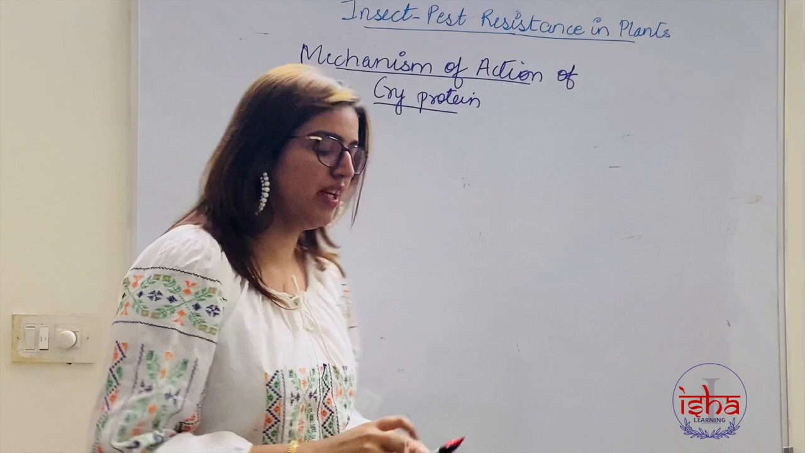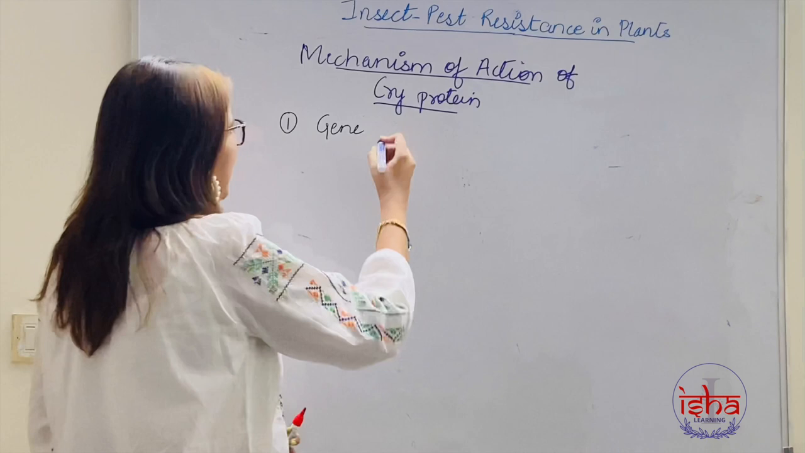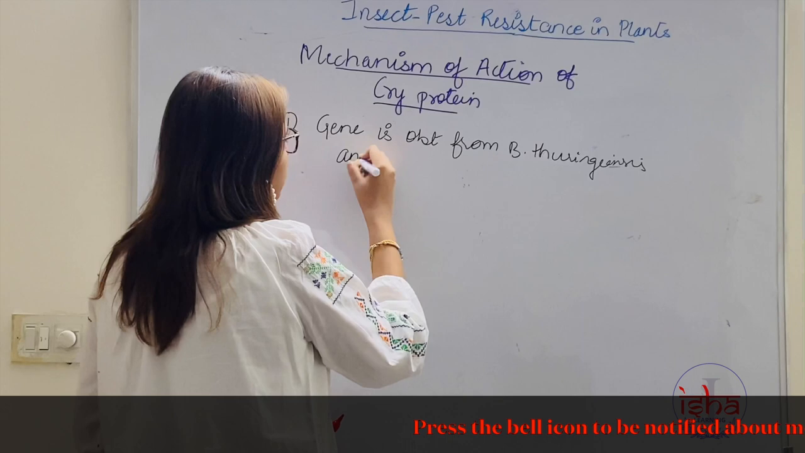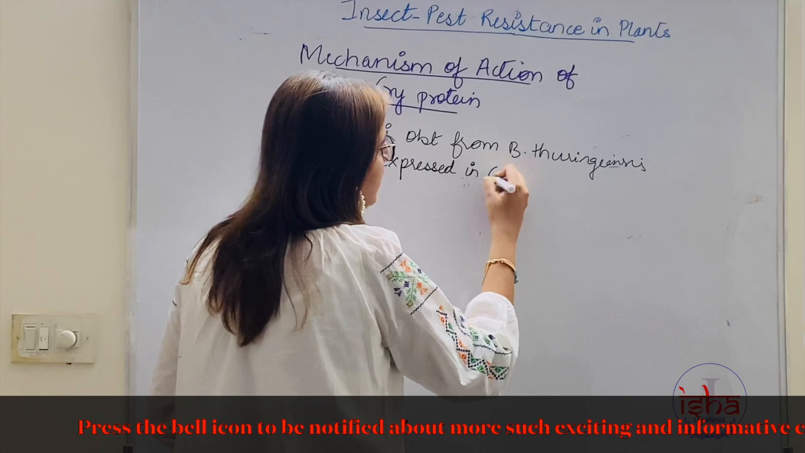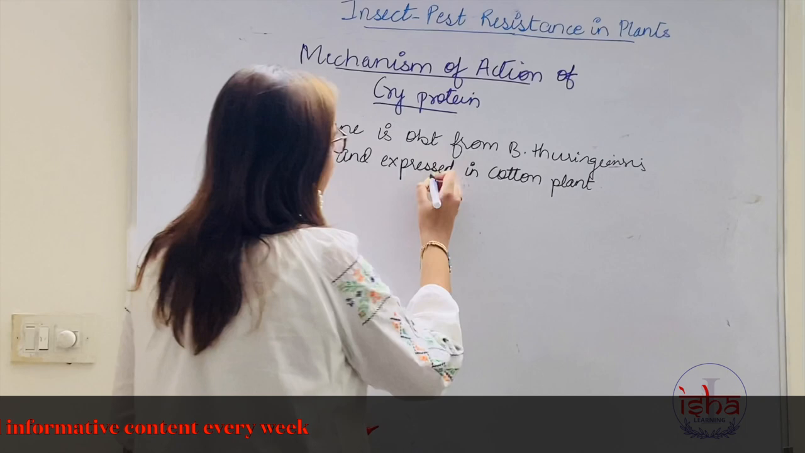So what happens in the first step is that we obtain the cry gene, the BT toxin gene, from Bacillus thuringiensis, and this is expressed in my cotton plant, because we're talking about BT cotton. Had we been talking about BT soyabean, it would have been the soyabean plant and the gene would have been different.